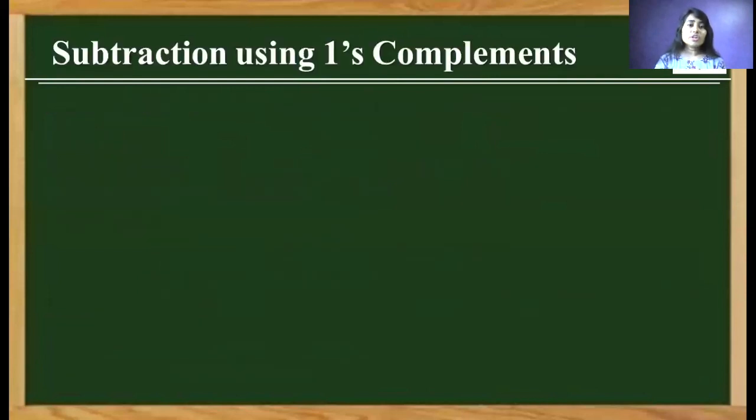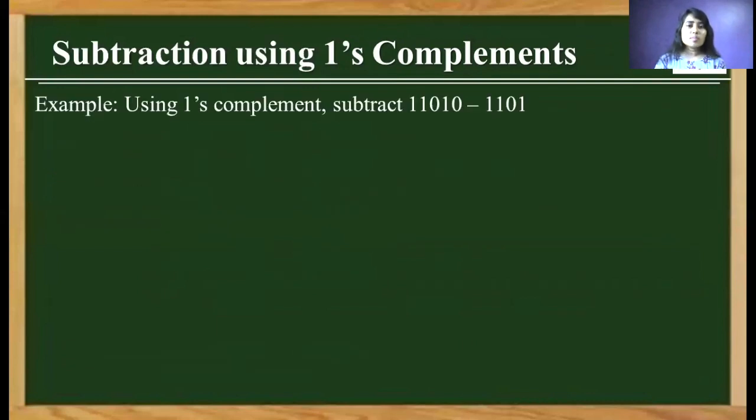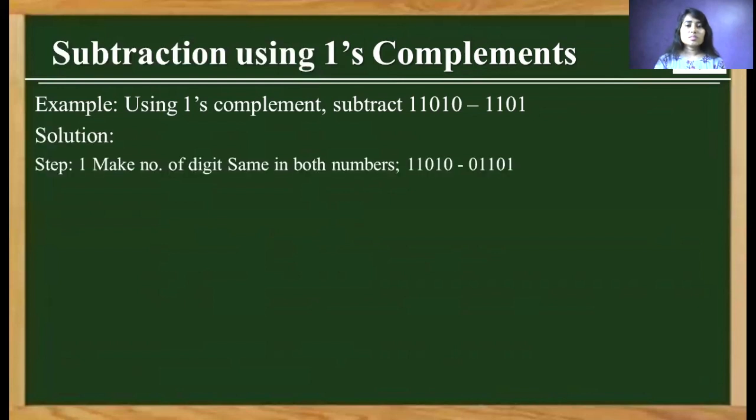Now let's take another example for 1's complement subtraction. So using 1's complement, subtract 1110 minus 1101. So first make the number of digits the same. Here 1101 is a 4-digit number. So here we add 0.